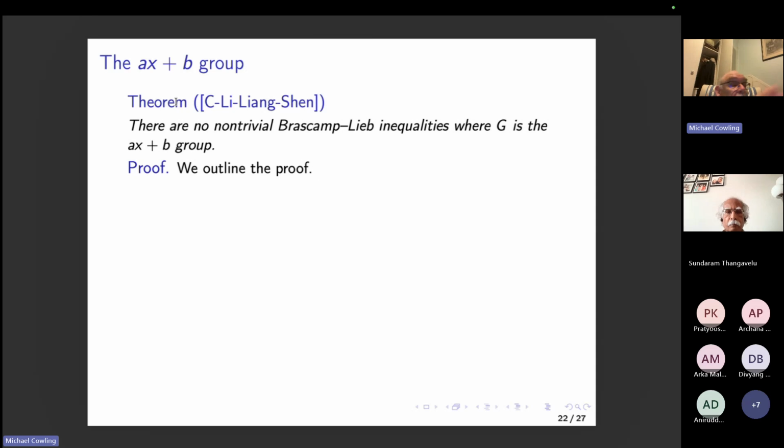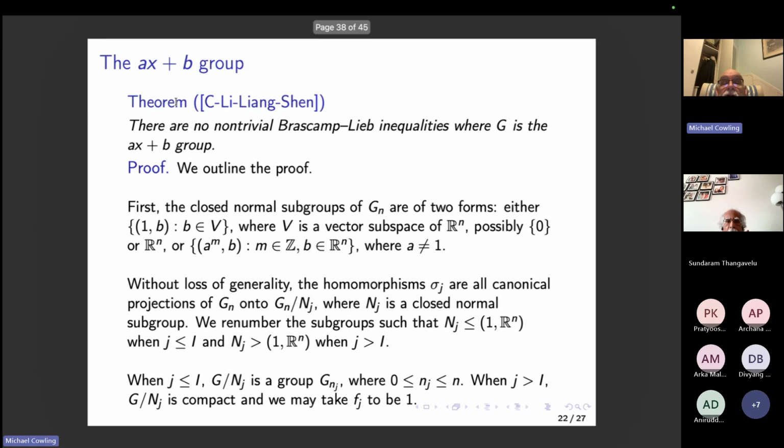Now for the AX plus B group, we can go through a similar kind of argument, and I'm not going to go through all the details, but I will just outline it. So there were several steps. There was Kronecker's theorem. Then there was describing what the kernels of homomorphisms are, and then there was putting everything together. And we have a similar situation here.